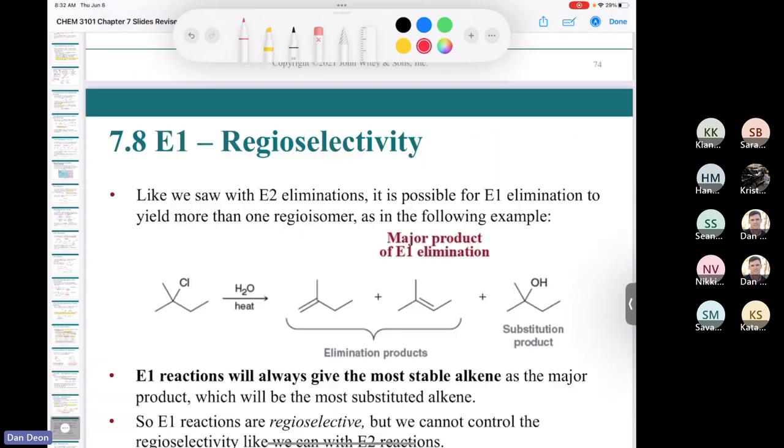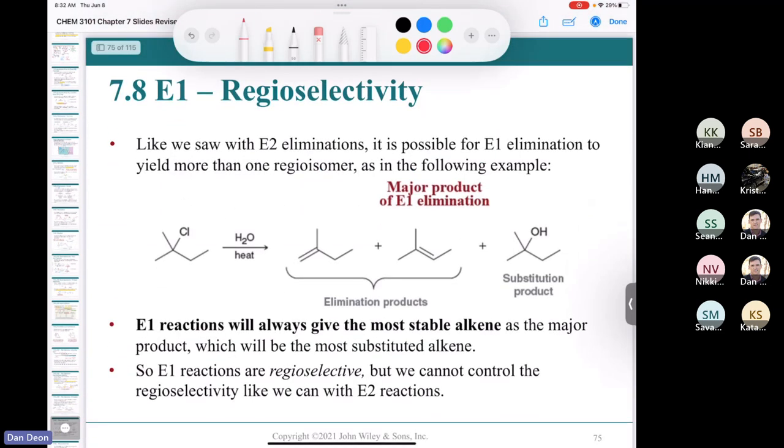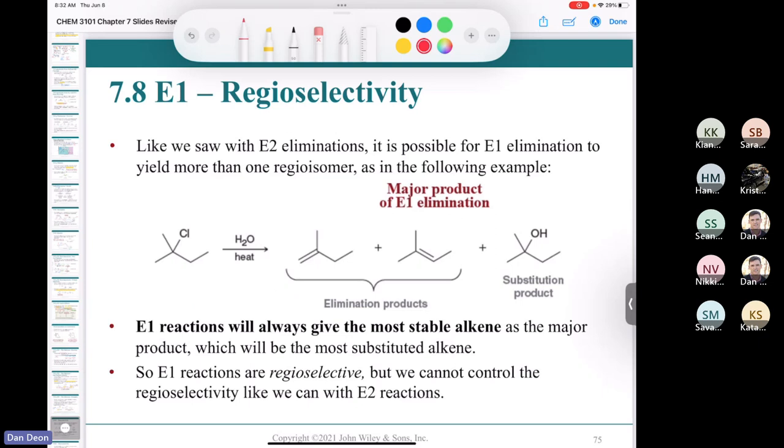All right, so let's move on from there and let's talk about regioselectivity. Last class, we talked about stereospecificity, stereoselectivity. So what is regioselectivity? Well, it's selective. That means it's preferring one over another. It doesn't mean you're only going to get one. It's not regio-specific. It's regio-selective for one over another. And regio means region, so part of the molecule. And so what that means is that, like in E2, remember with E2, we saw Zaitsev, right? And we saw Hofmann products.